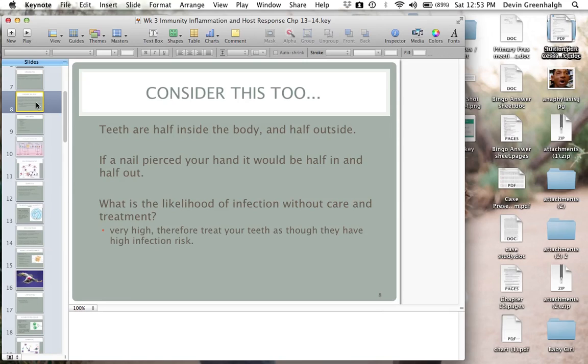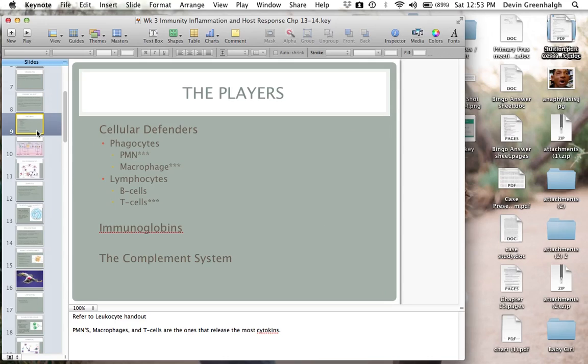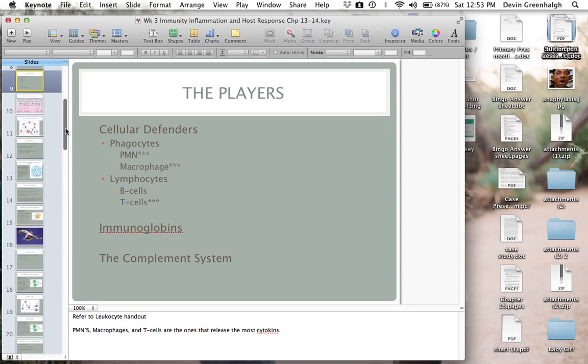What is the likelihood of infection without care or treatment? Very high. If you have an infection going on and you don't treat it, your likelihood of getting it worse is very high. So, in the immune system, what are the players?